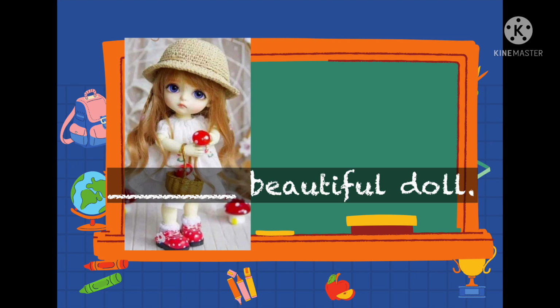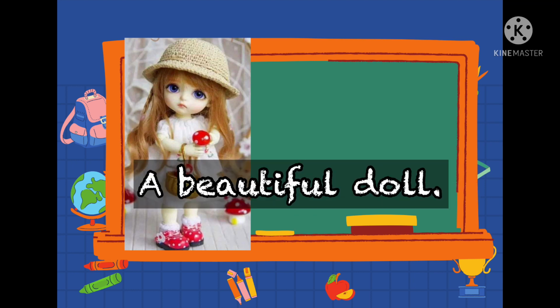Next, a or an? A beautiful doll or an beautiful doll? The word is beautiful. Starts with B. Macam biasa, kalau bukan A-E-I-O-U, kena guna a. So, the answer is a beautiful doll. A beautiful doll. Anak patung yang cantik.